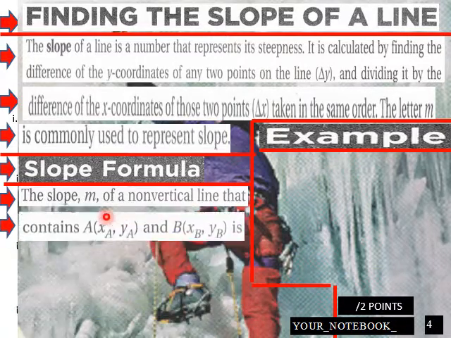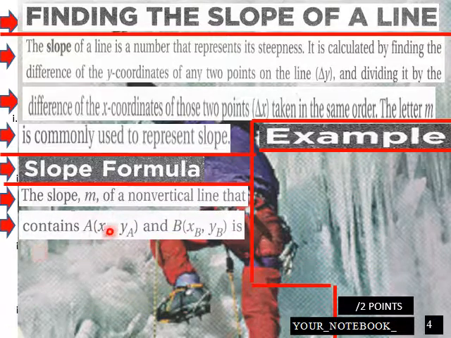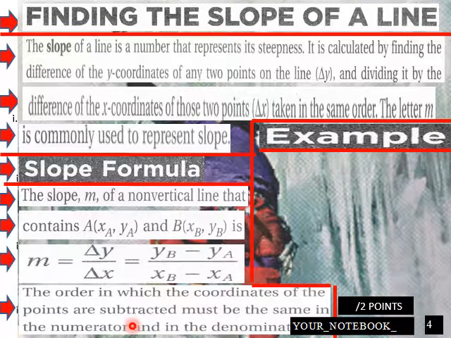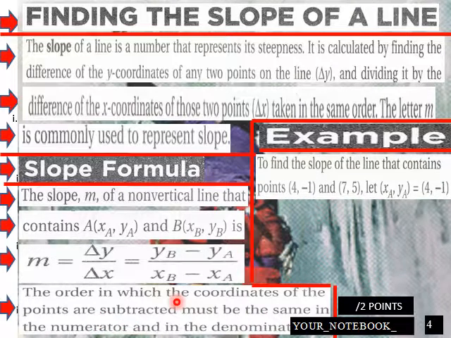So the slope formula is, again, we have points A and B. We have delta y over delta x, yb minus ya over xb minus xa. The order in which the coordinates of the points are subtracted must be the same in the numerator and the denominator.